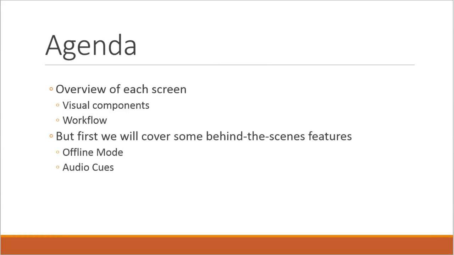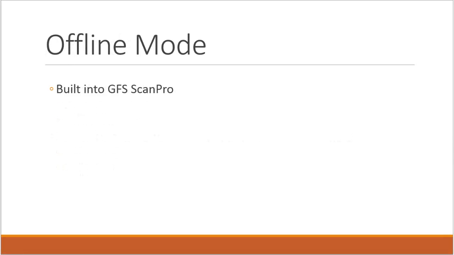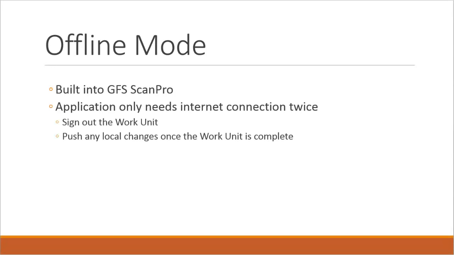However, before we begin the visual tutorial, there are two behind-the-scenes features that deserve a description: offline mode and audio cues. GFS ScanPro comes with a built-in offline mode, which allows users to continuously use the application even though they may lose internet connection at times in the warehouse. The only times the application needs connectivity is when the users are signing out the work unit and when the work unit is complete and any locally stored data needs to be synced to the server.